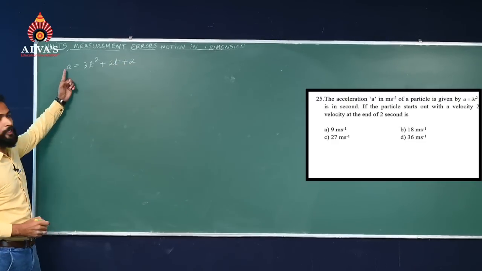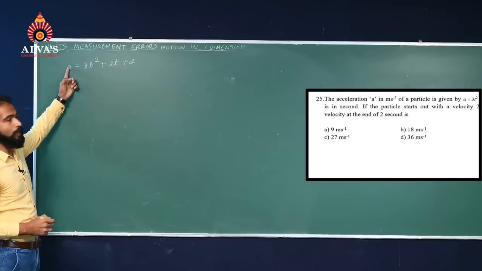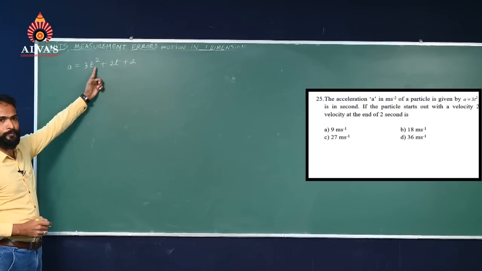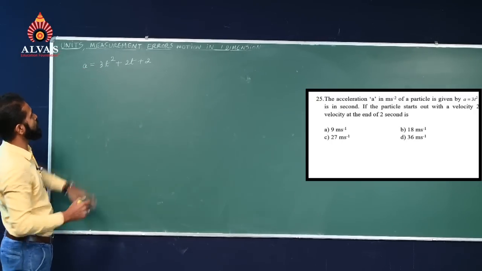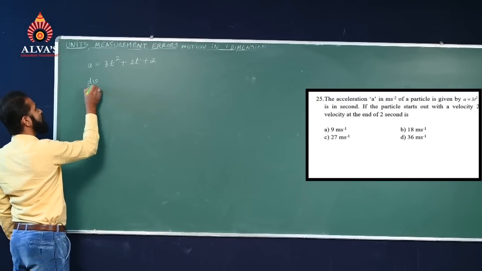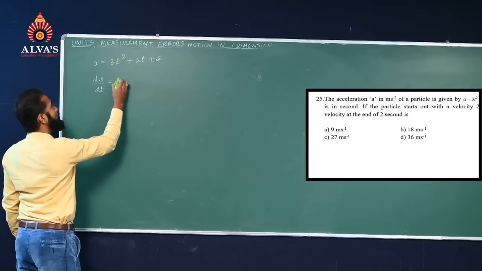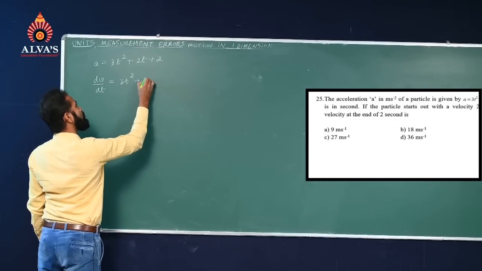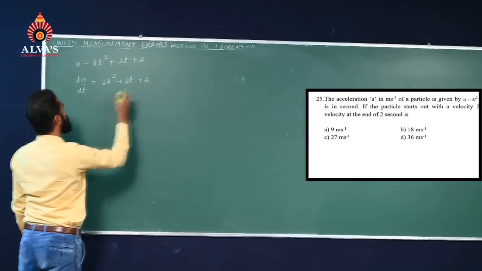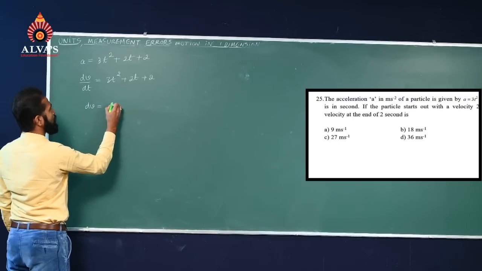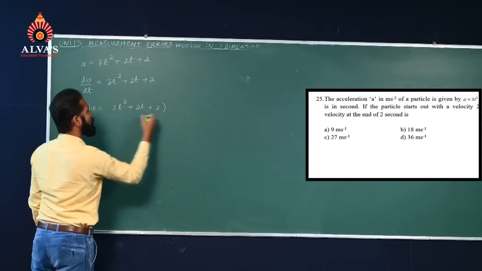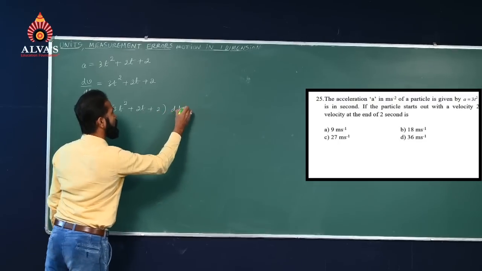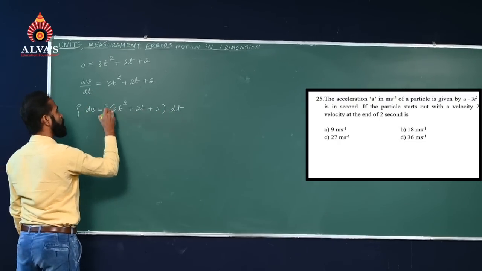This is not an equation of constant acceleration, it's an acceleration which depends on time. But we have to find the velocity, so we have to integrate this equation. Acceleration is a function of time. Let me write this as dv divided by dt, that is 3t square plus 2t plus 2. So dv will be equal to 3t square plus 2t plus 2 dt. Let me integrate on both sides.